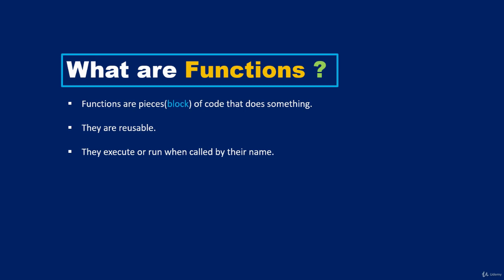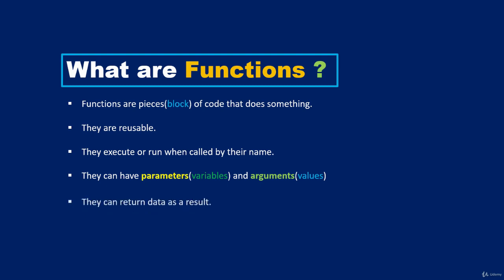by its name. When you create functions, you can have them take parameters, which are variables. So you can create a function and then pass in variables, which are known as parameters. And when you are calling or executing the function, you have to call it and supply arguments. The arguments are referred to as values. Functions can return data as a result.